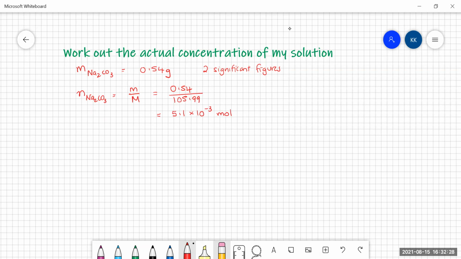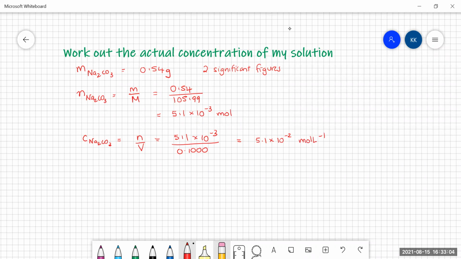So I can now work out my concentration. Concentration is moles over volume. Remember, the volume has to be in litres. My moles is 5.1 times 10 to the minus 3. And my volume is 0.1000 litres. So I know now that my concentration is equal to 5.1 times by 10 to the minus 2 moles per litre.